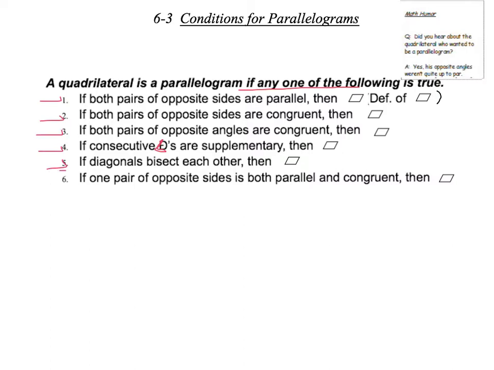The only one that's different and extra is number 6. Number 6 says that if you only have one pair of opposite sides parallel and congruent, then it's going to be a parallelogram. So you only need one pair of those sides, but then they have to have both things, being parallel and being congruent. Then it's going to be a parallelogram.